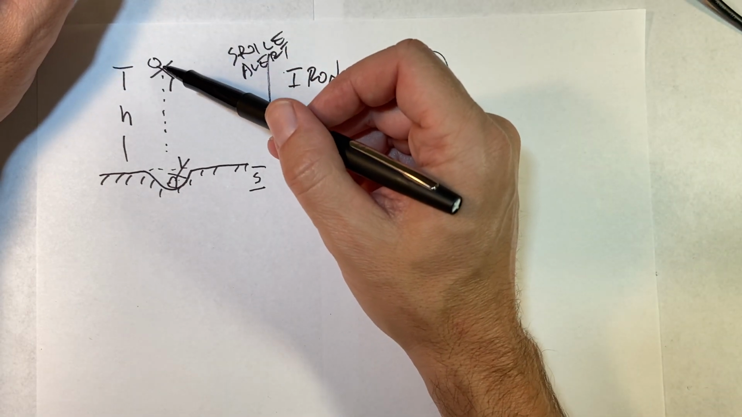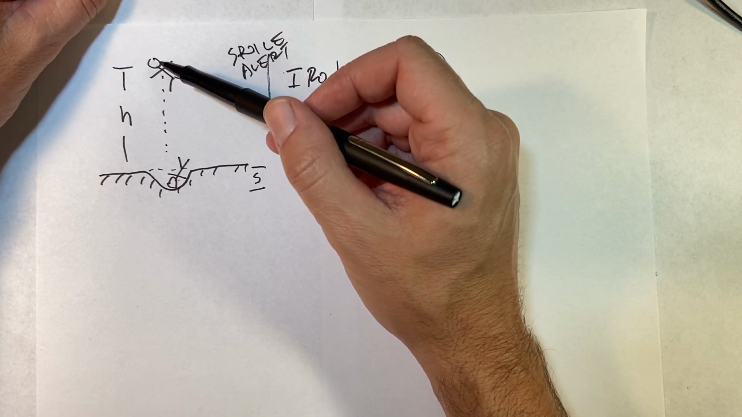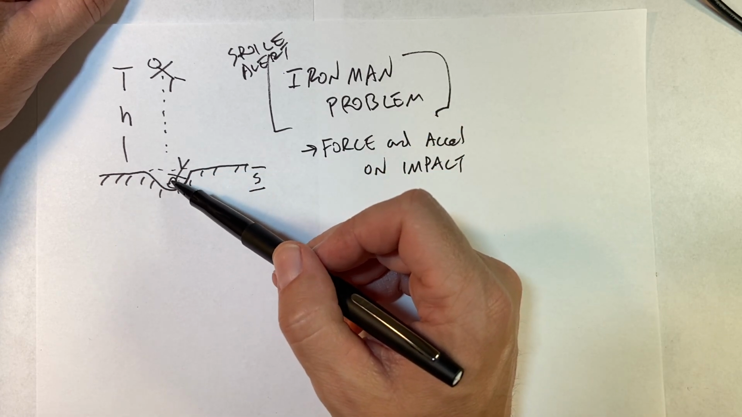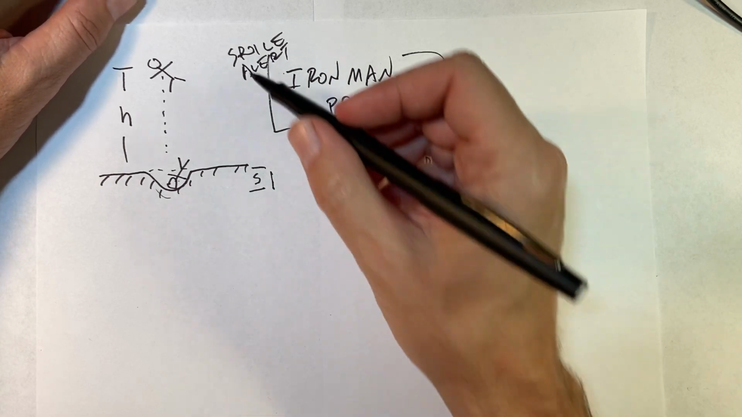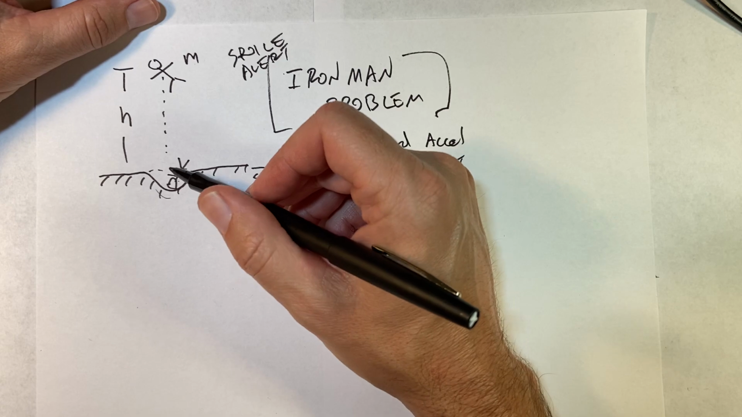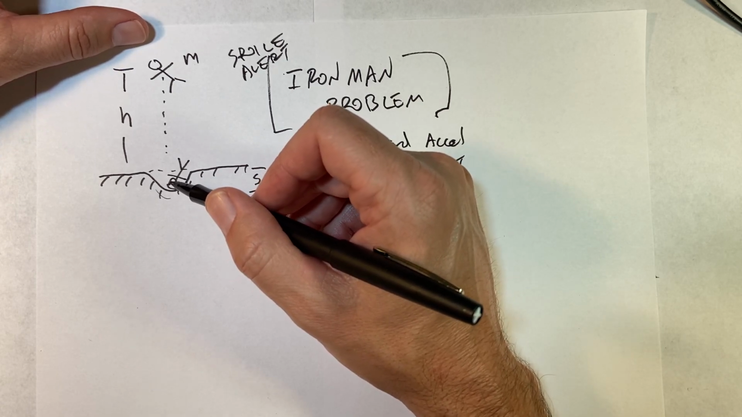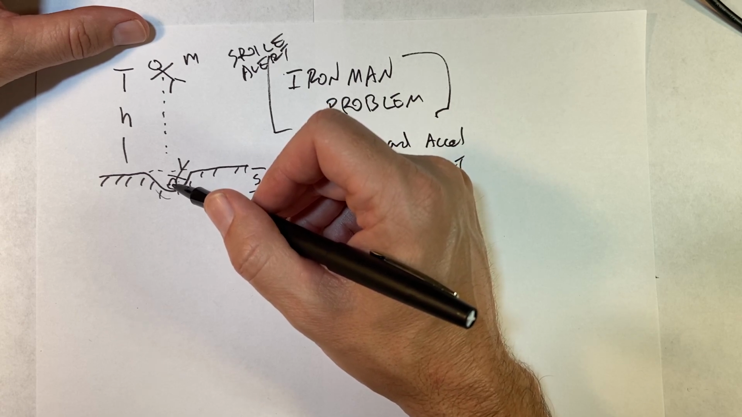Okay, so here's Iron Man. He built his suit and he's flying away and then he crashes in the desert. So he falls from some height H and he impacts in the sand and makes a crater. The crater depth is S. He has mass M. The question is, what average force is exerted on him during the impact? And what's the average acceleration during impact?